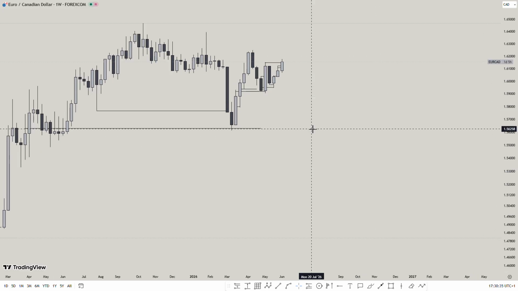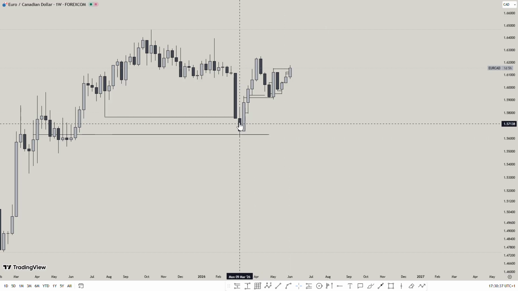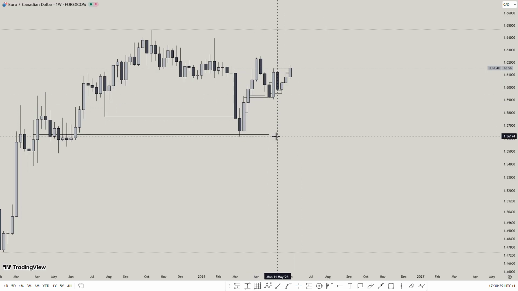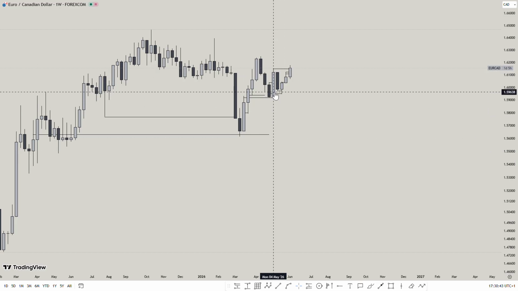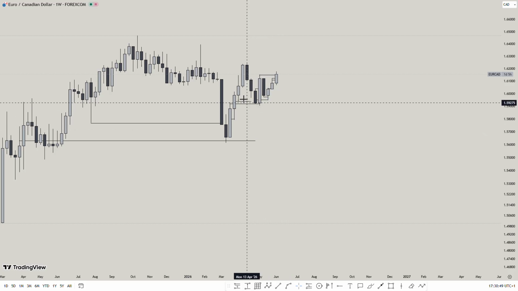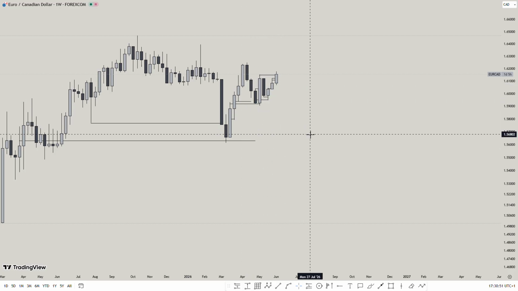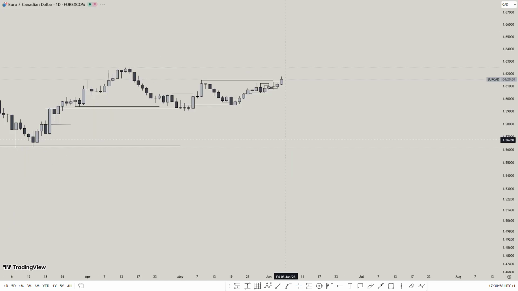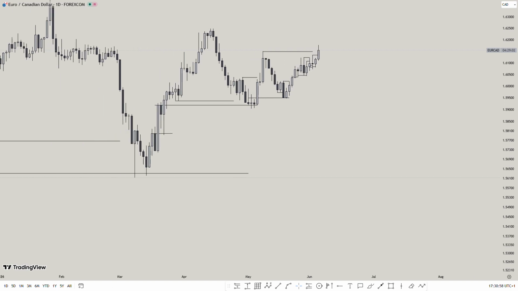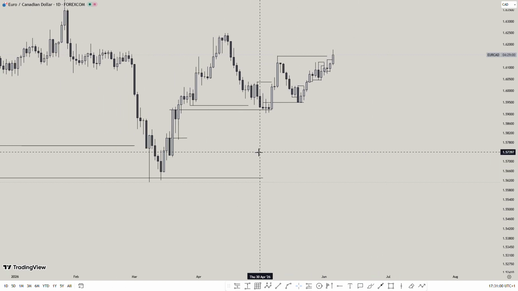On the weekly time frame, still the same thing, seeing a lot of bullish candles. We had a bit of a retracement, then we had this bullish engulfing candle. So just a bunch of bullish information so far. Then if we go to the daily time frame, what do we have?